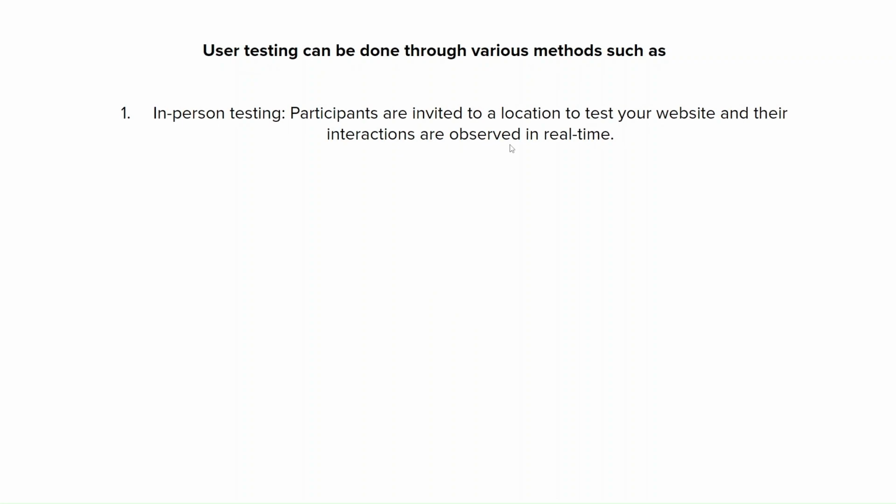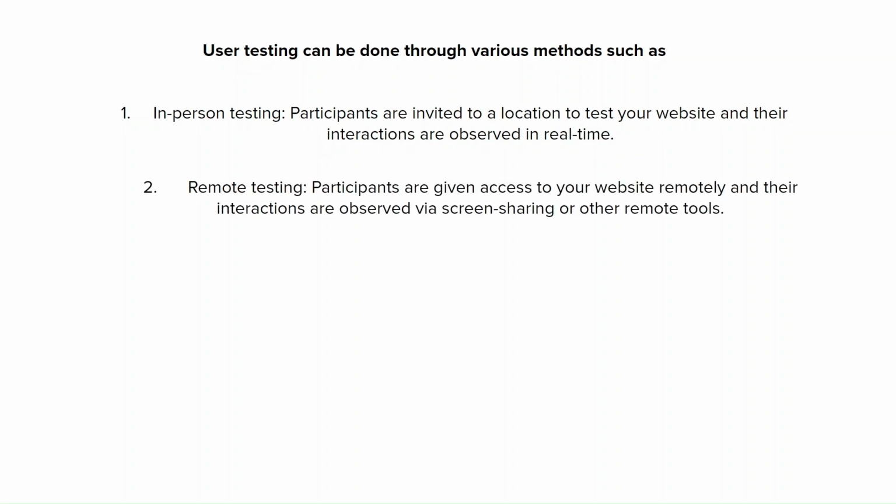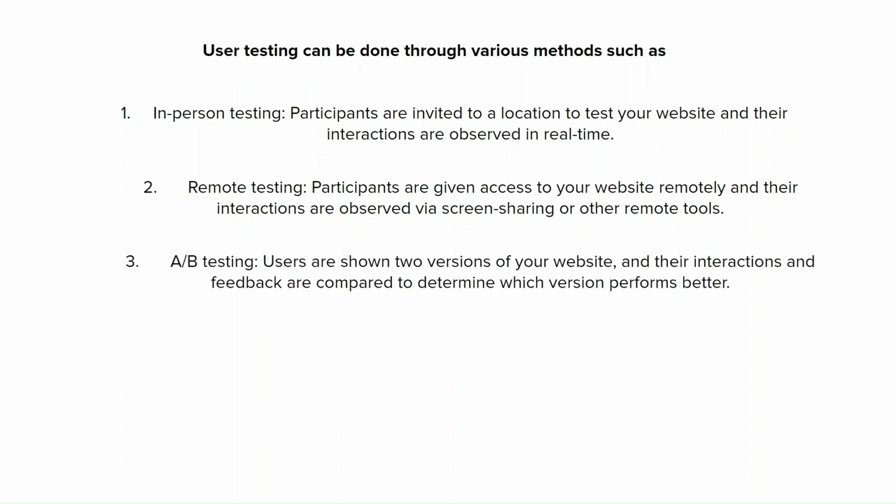Such as in-person testing. So in in-person testing, participants are invited to a location to test your website, and their interactions are observed in real time. Then there's remote testing. So participants are given access to your website remotely, and their interactions are observed via screen sharing or other remote tools. Then there's A/B testing as well. And this is when users are shown two versions of your website, and their interactions and feedbacks are compared to determine which version of the platform performs better.